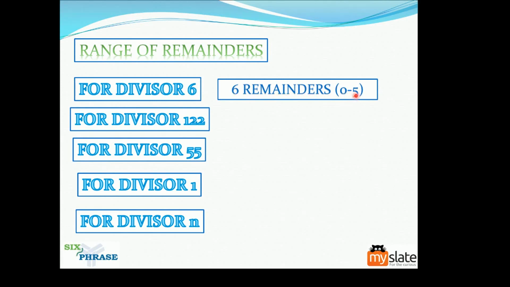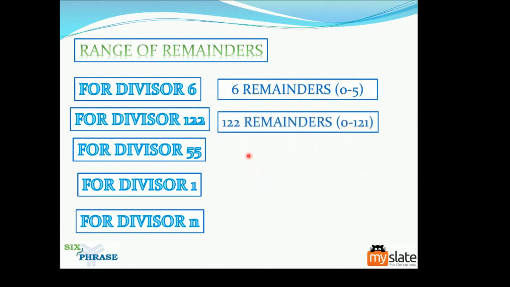This is the range. 6 cannot be the remainder for the divisor 6. 21 cannot be the remainder for the divisor 6. 23 cannot be the remainder. 0 can be the remainder. Okay, so next for 122, there will be 122 remainders, or more appropriately, 122 possible remainders. It starts from 0 and goes to 121.